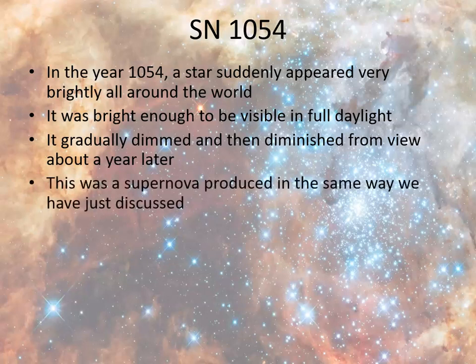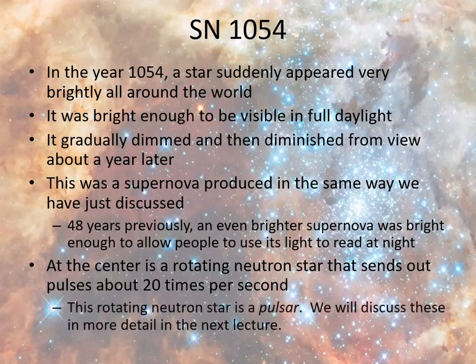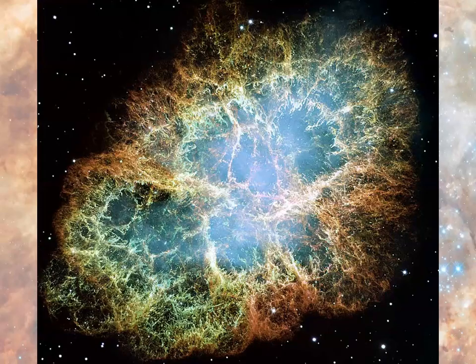And there was actually another one in the year 1006 that was bright enough that people were able to use its light to read at night. There was also another one in the early 12th century, and that was bright enough to be seen during daytime as well. At the core of the supernova remnant is something called a pulsar.